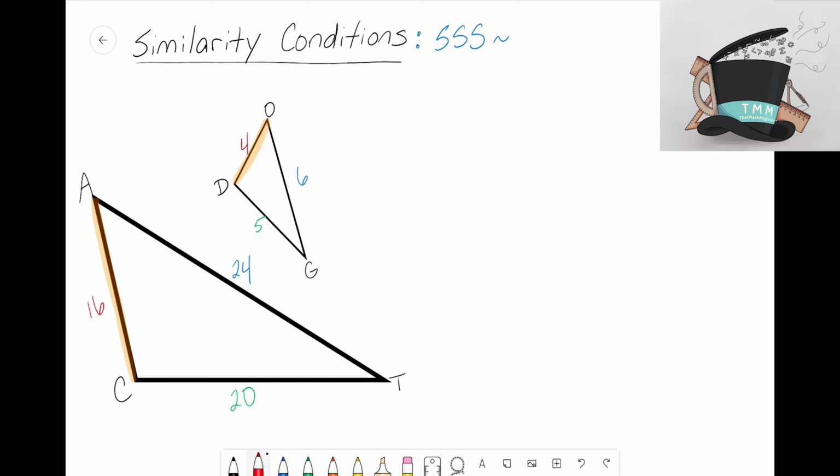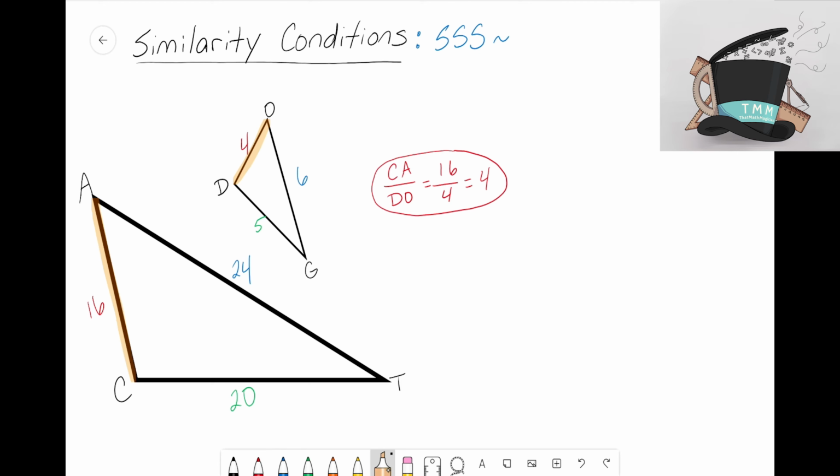So let's start our flowchart and talk about these sides, and determine what the zoom factor is. I'm going to take side CA and put it over side DO. Well, CA has a side length of 16, side DO has a side length of 4, and 16 over 4 becomes 4. So right now, those two sides have a zoom factor of 4. Our goal is, do all the rest of the sides also share that zoom factor of 4?